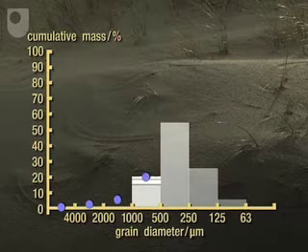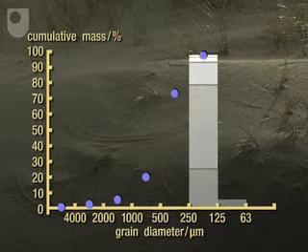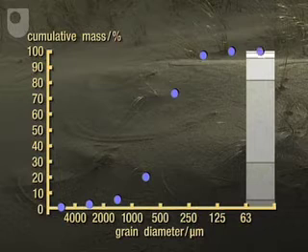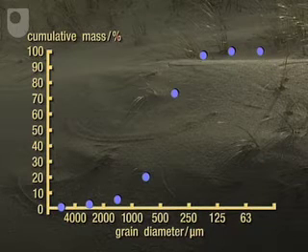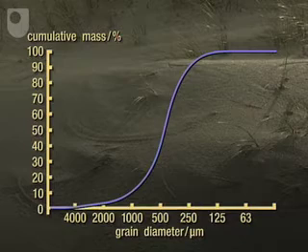The top of each column is marked by a point. And then we draw a smooth curve through all the points to give us our cumulative frequency curve for the beach sand.